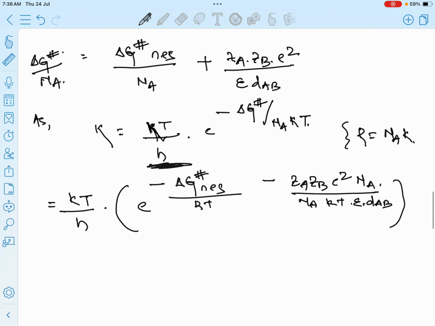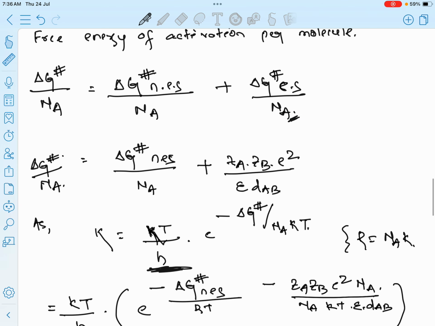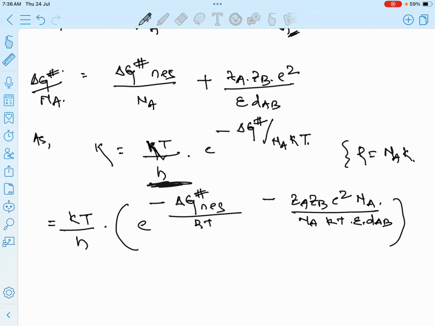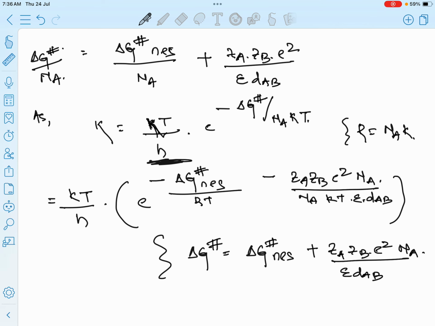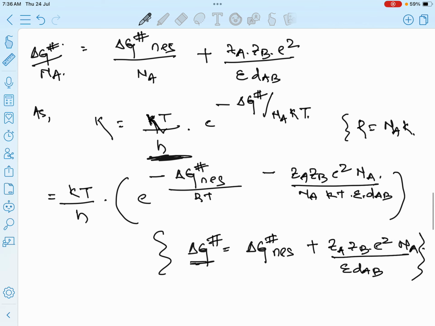Okay. That is, we have utilized the expression. The expression we have just utilized is delta G non-electrostatics plus ZA ZB into E square Na by epsilon dAB. This is the expression which we have just used instead of delta G activation.